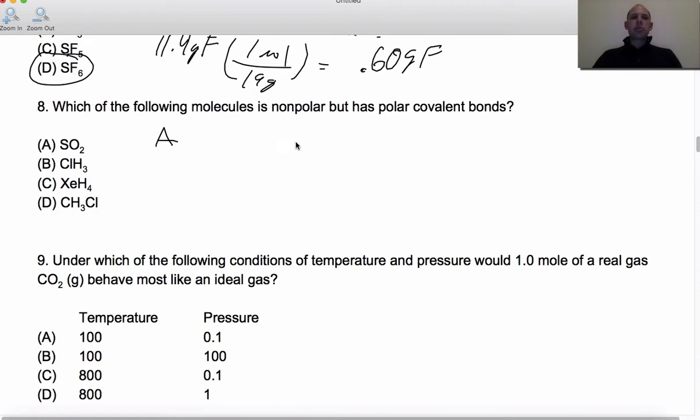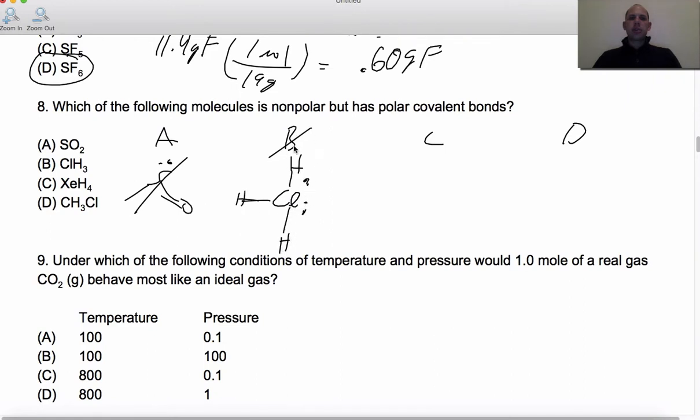Which of the following is nonpolar but has polar covalent bonds? So let's go ahead and draw them all out. A, B, C, and D. So the Lewis structure for A should look like this. That's polar. B should be a T-shaped molecule, and that's going to be polar. C should be a square planar molecule. That's going to be nonpolar.